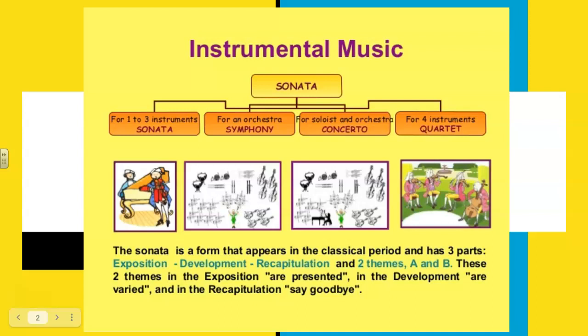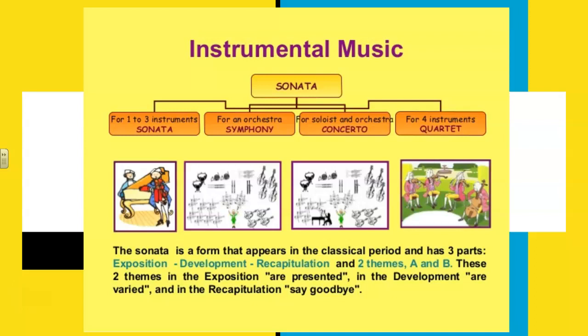And individual movements are often in a particular form. A form of a movement can be described as the shape or structure of the composition. This is known as the form. A sonata is an instrumental composition, usually in several movements for one or two players.